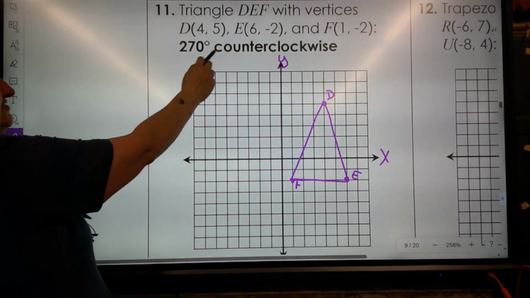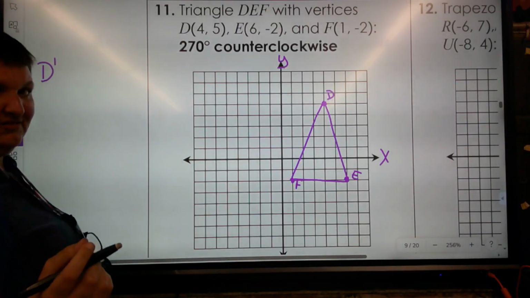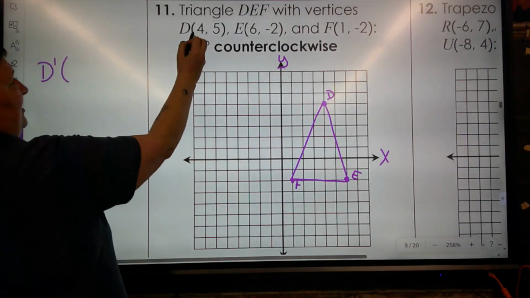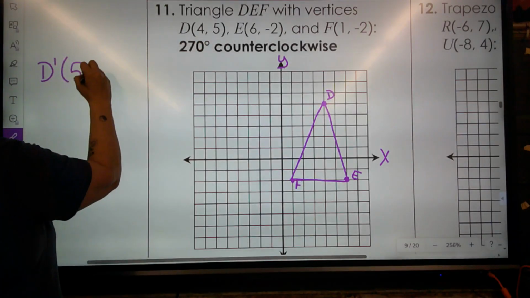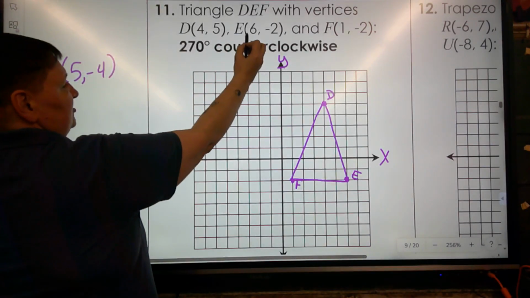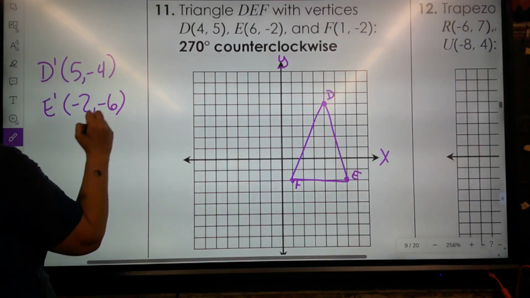All right, we're going 270 degrees counterclockwise. So we're going to change the sign of our X and then switch our X and Y. Change the sign, then switch. So D prime is 5, -4. E prime, change the sign of the X, then switch: -2, -6.